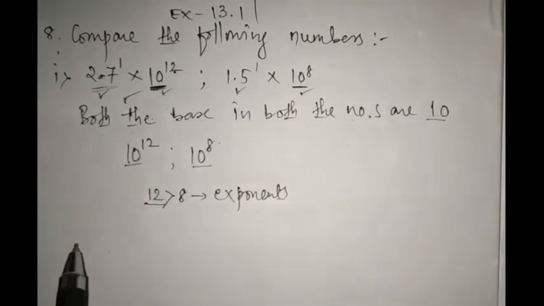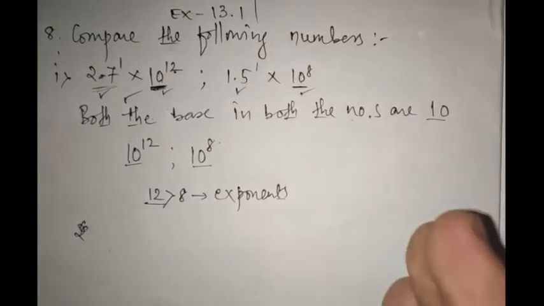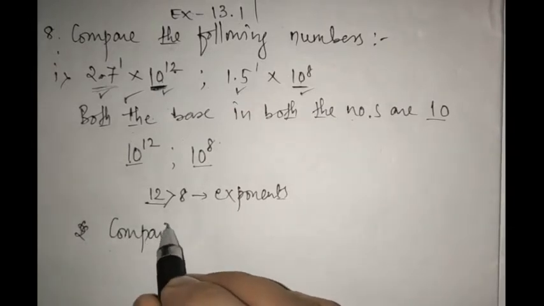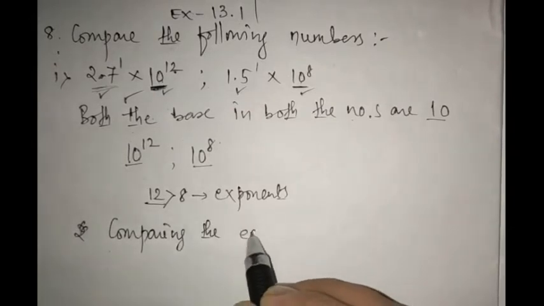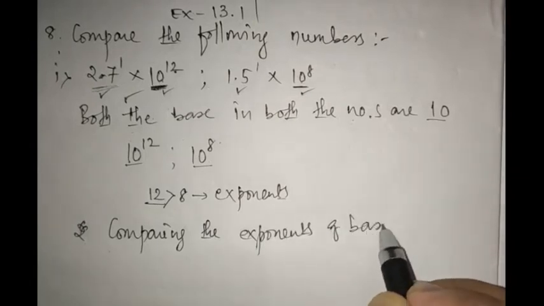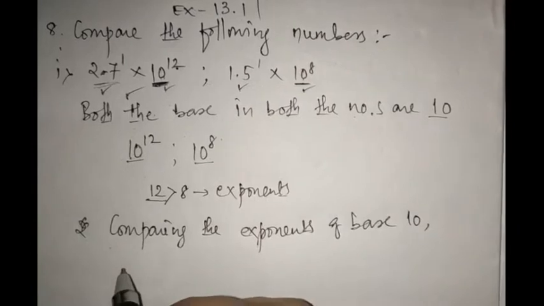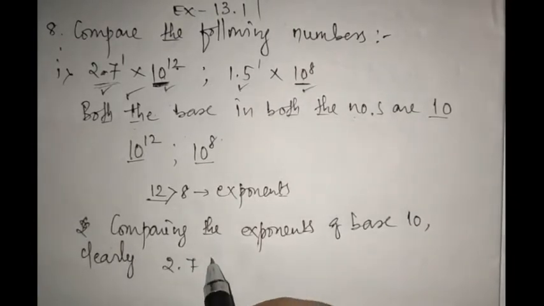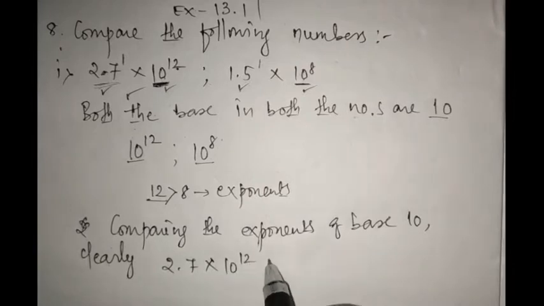So we will write here, we have compared using the exponents of base 10, right? So we are comparing the exponents of base 10. Clearly we can say that 2.7 into 10 to the power 12 is greater than 1.5 into 10 to the power 8.